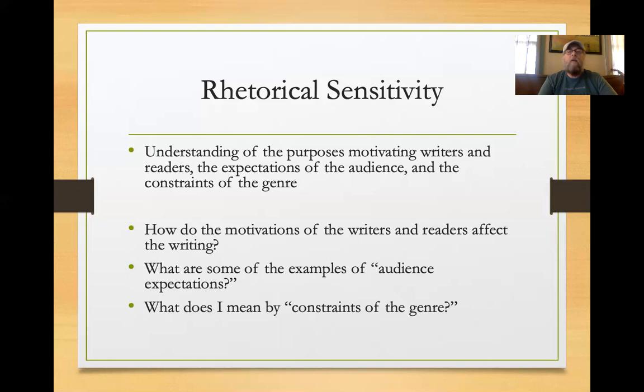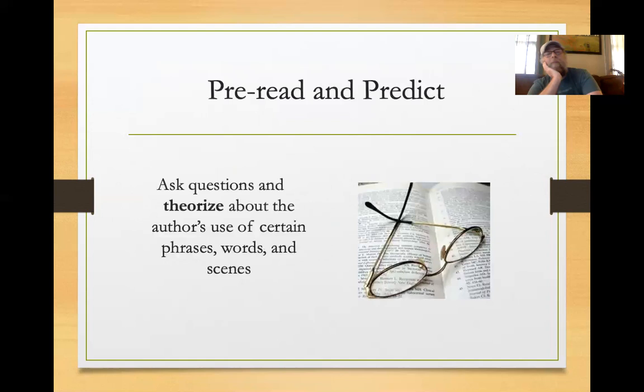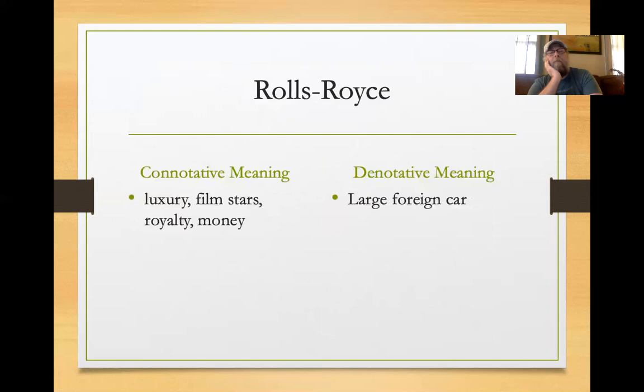All right, here's connotation and denotation. You should have had this in high school. Some of you have, some of you haven't. Let's talk about it. Connotation is more the additional meanings of the word, that's suggested by the word. Denotation is the literal dictionary. Think D for dictionary and D for denotation. I'm going to skip ahead a little bit. Here's an example of connotation and denotation.